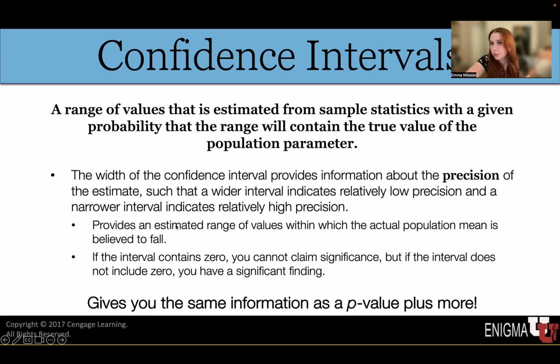These bullets are important here too. It says it provides an estimated range of values within which the actual population mean or parameter is believed to fall. But the other thing to know is we can use it to tell if we have significant findings. If our confidence interval contains 0 somewhere in the interval, you cannot claim significance. But if your interval does not include 0, then you can say you have a statistically significant finding. And we'll get more into that later in some of our later lectures.